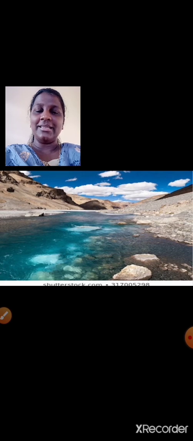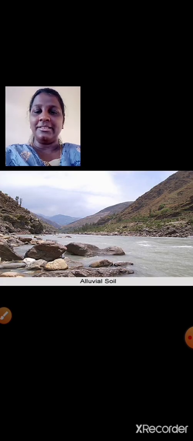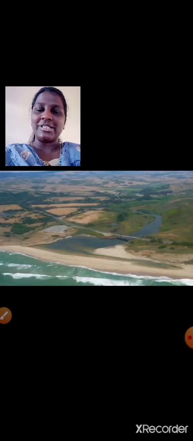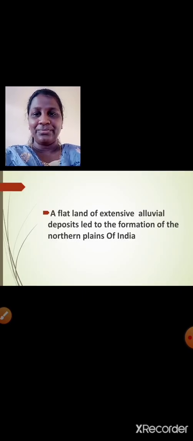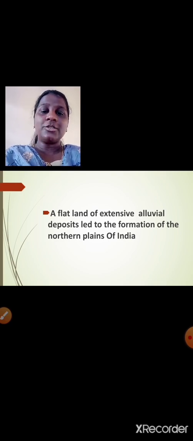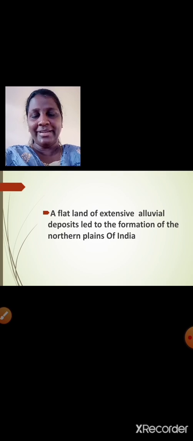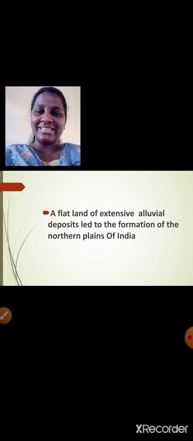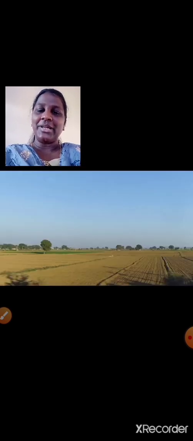So here you can see the images, students. The rivers carrying the silt, that is the fine alluvial particles along with them. These rivers deposited the sediments and thus northern plains were formed. A flat land of extensive alluvial deposits led to the formation of the northern plains of India. So I hope it's clear, students. You can see the image of northern plains over here.